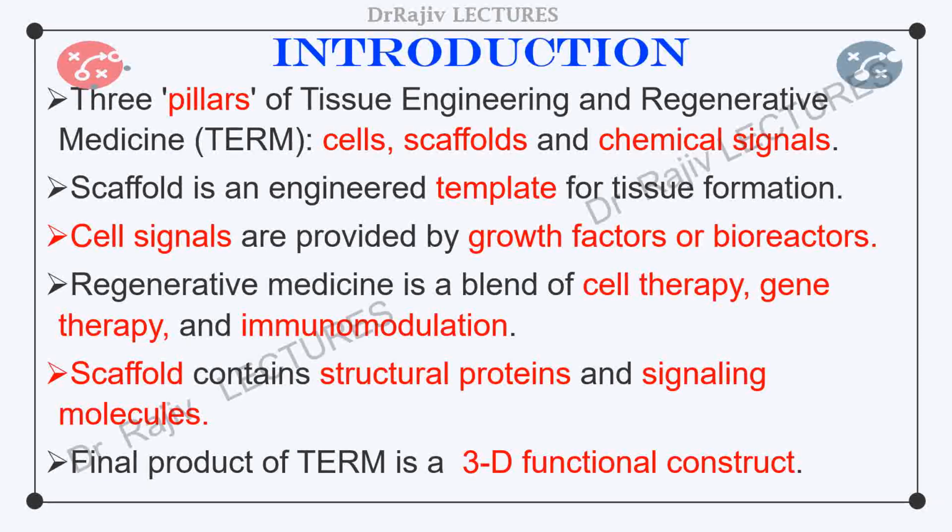Cell signals are provided chemically by growth factors or physically by a bioreactor. Regenerative medicine combines tissue engineering with cell-based therapy, gene therapy, and immunomodulation to induce tissue or organ regeneration in vivo. During native tissue development, new cells integrate themselves with an extracellular matrix. This matrix or scaffold contains structural proteins and acts as a storehouse for signaling molecules that cells use to communicate and organize themselves into functional complexes or tissues.